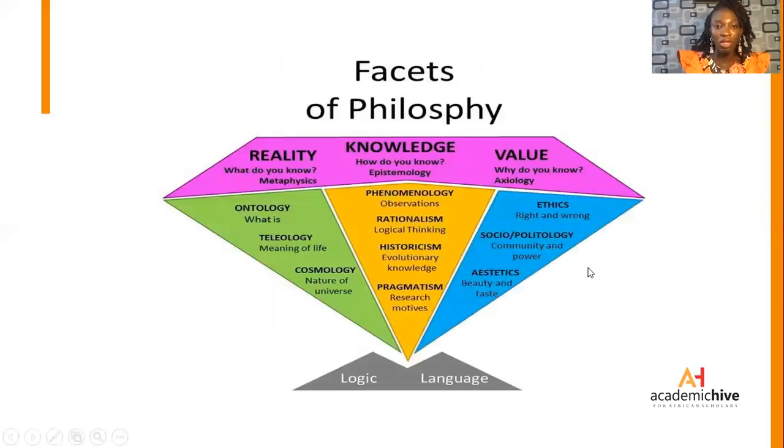Okay, so this is kind of represented here, the faces of philosophy. Reality, which is ontology, deals with what you know, and it's also used in metaphysics. Epistemology deals with how you know, and axiology deals with why you know what you know.